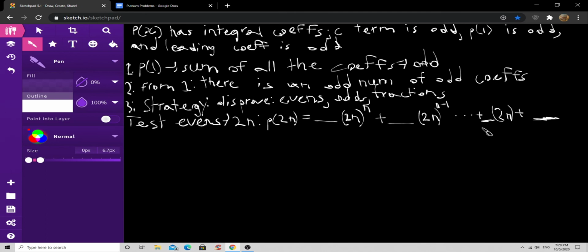Okay, so let's see what we can do here. So we know that the sum of all the coefficients is odd, and there's an odd number of odd coefficients. Let's see. So what can we do with this? Well, we know that basically an even number, if you multiply it by an odd number, you get an even number back. And let's see.